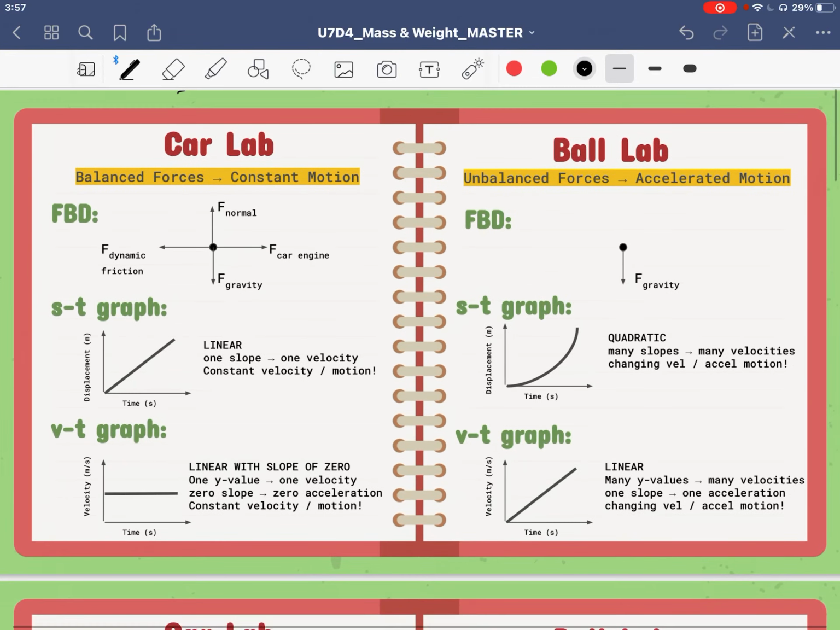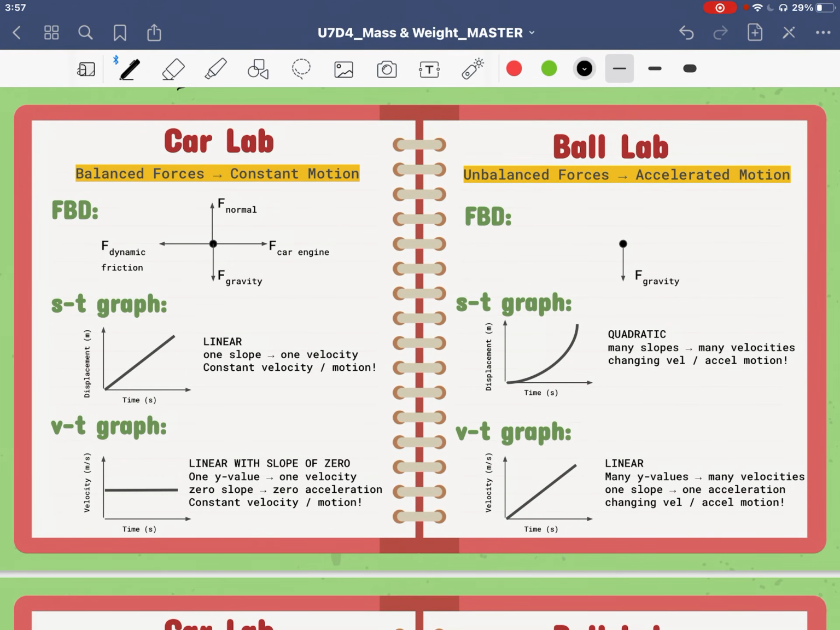Everyone, the purpose of this video is to talk through the summary of the differences between the car lab and the ball lab. I'm going to start by talking about the forces and motion. I'll then discuss the displacement versus time graph differences and the velocity versus time graph differences. Notice that in the car lab, we did not actually create this graph. So we're kind of going back to the car lab and reviewing what that graph would have looked like. The rest of these graphs you have indeed created as we're working on the labs.